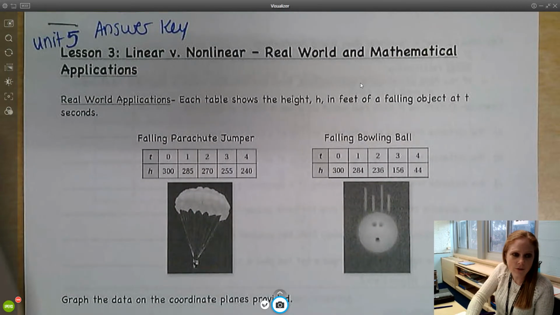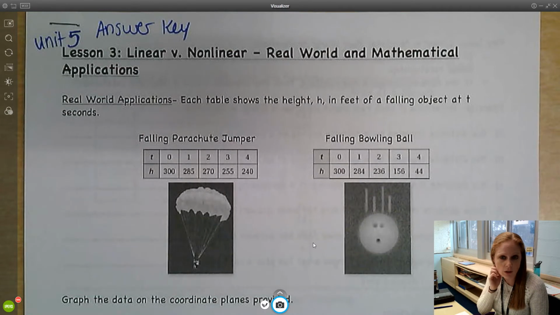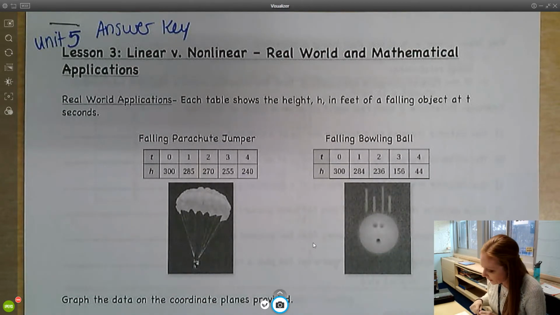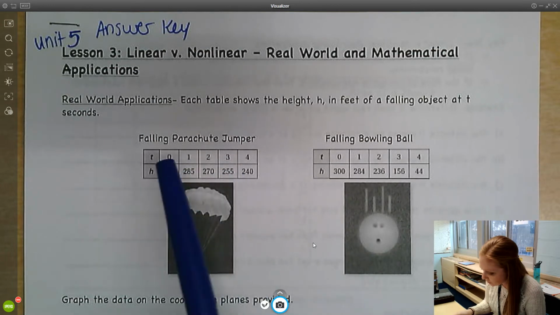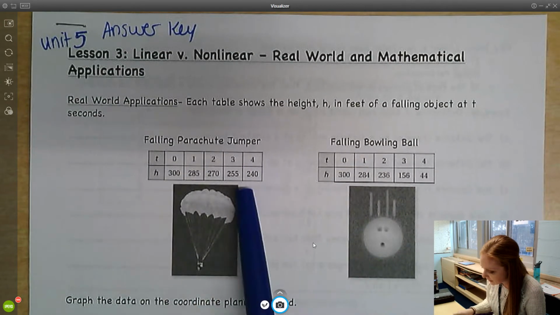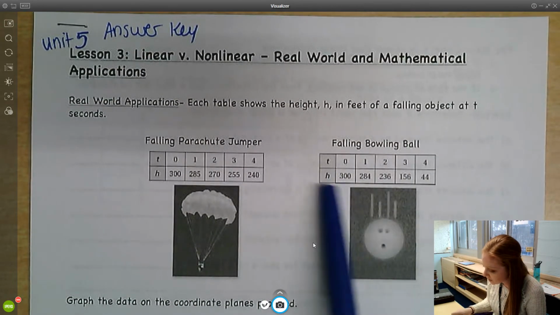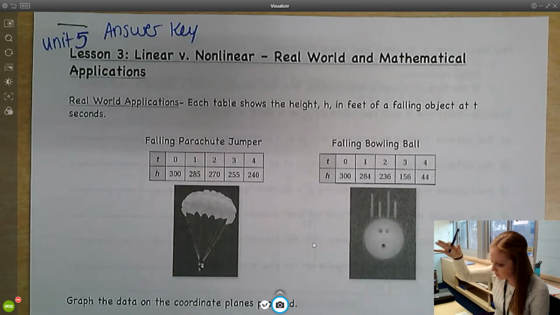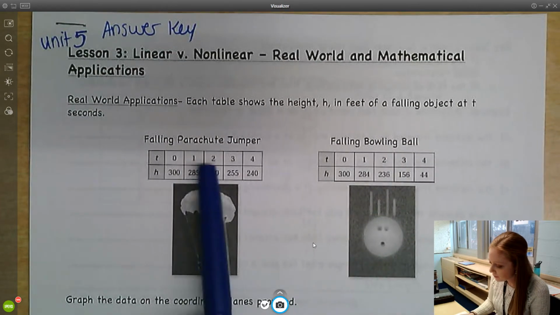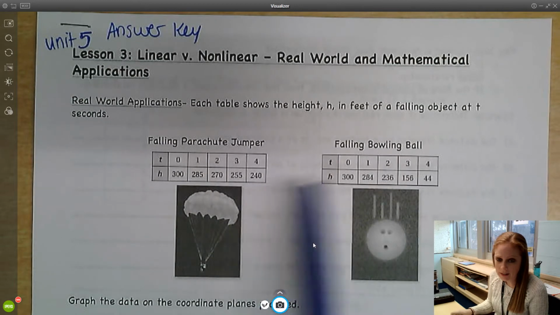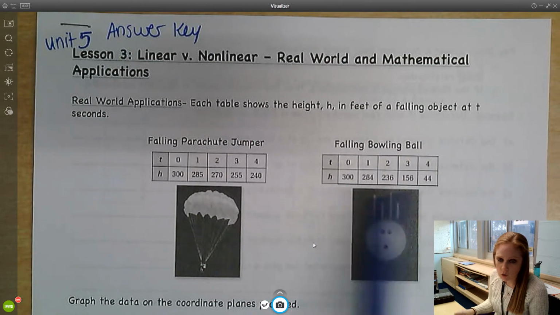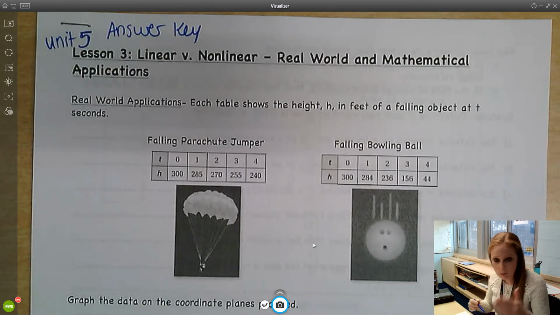All right, Unit 5, Lesson 3, Linear versus Nonlinear Real World and Mathematical Applications. So we have a falling parachute jumper with the time and his height, and a falling bowling ball with the time and the height. So picture one of these things being dropped out of a plane: 1 minute, 2 minutes, 3 minutes, 4 minutes, and the height. The height is going down because it's getting closer and closer to the Earth.